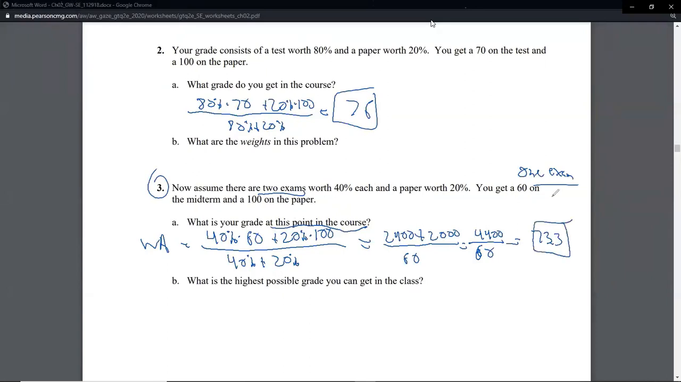Does it make sense? Well, the exam counts for more than the paper, so yes, your grade should be closer to the midterm grade. So an 80 would be just splitting the difference of 60 and 100 if you added 60 and 100 and divided by 2. But there's weights here.